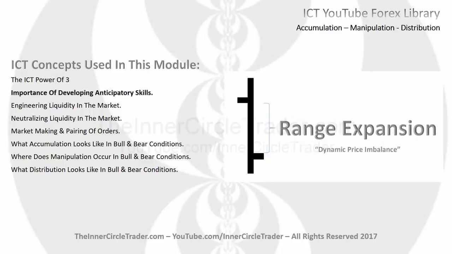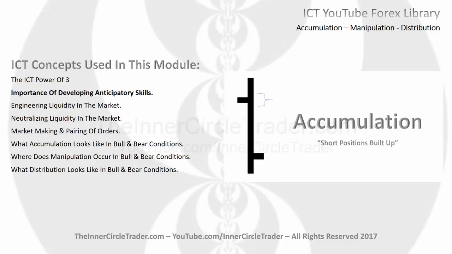And we have the range expansion cycle that is basically dynamic price imbalance. So between the opening price and the closing price, when we're bearish, this is what we would be expecting or anticipating in price, okay, a lower close. Now, in the form of Power of 3, what is accumulating? Well, from the opening, when we're bearish, short positions are building up. And who's building up short positions? Smart money.